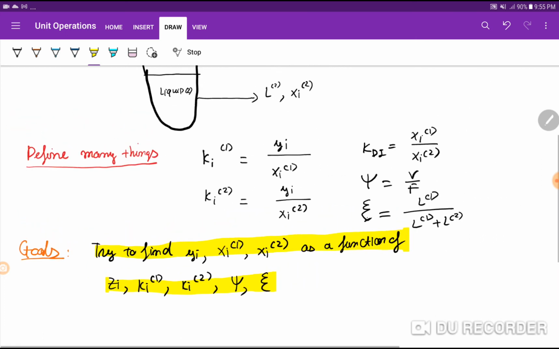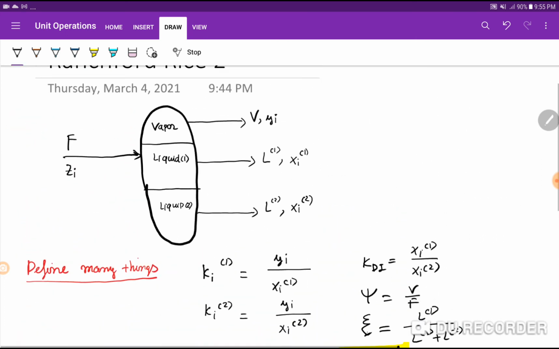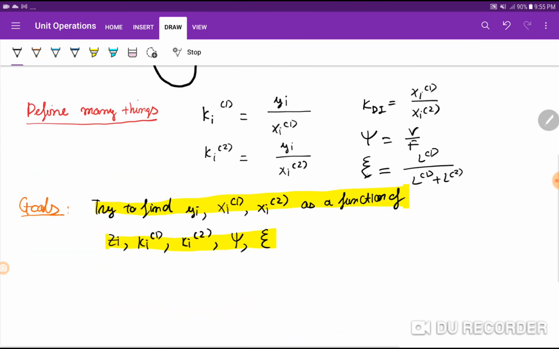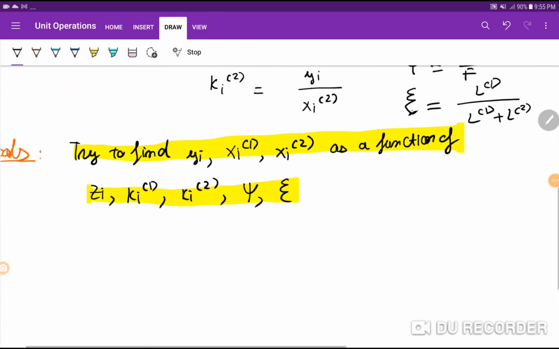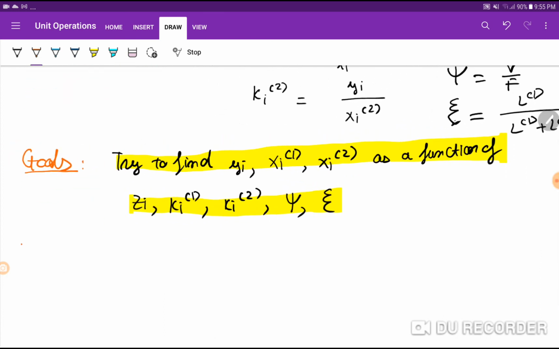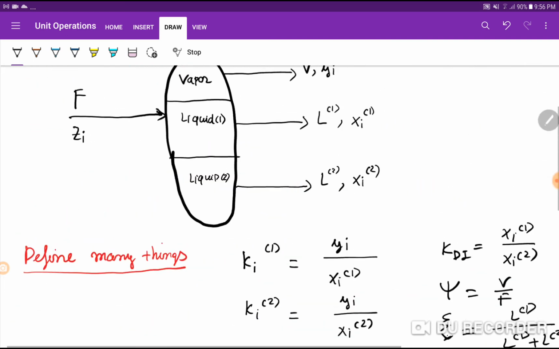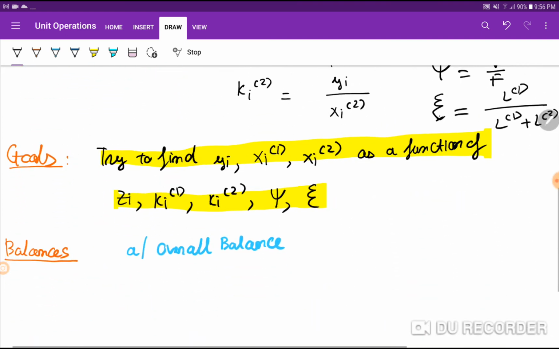Okay. So at first, I drew the setup, then I defined some new variables, and then I set out the goals. So the next step is I'm gonna do the balances. We have many types of balance. First is the overall balance. So what do we have? In equals out. What goes in equals what comes out.